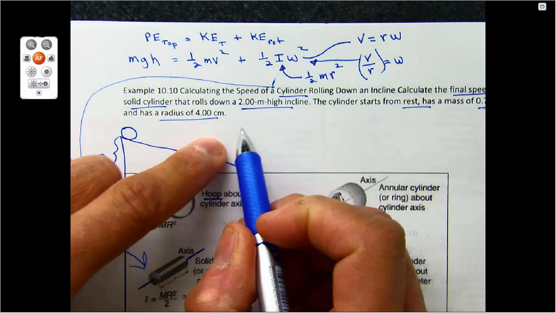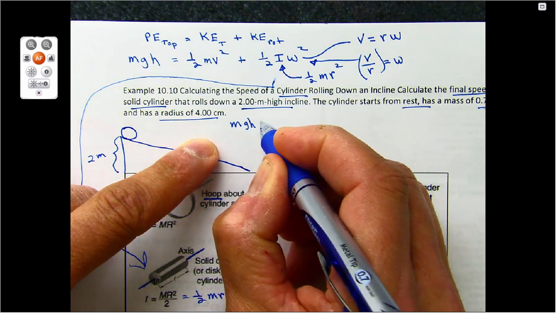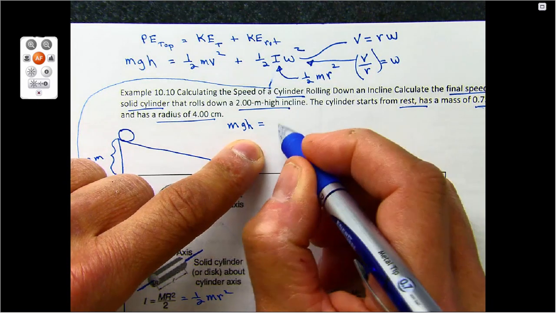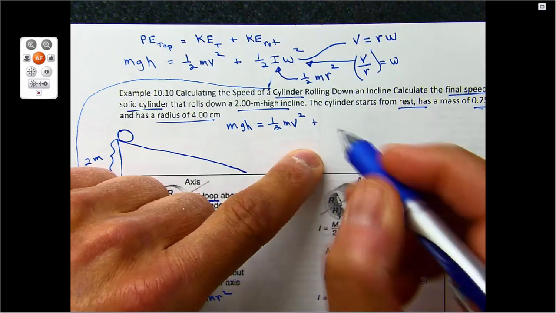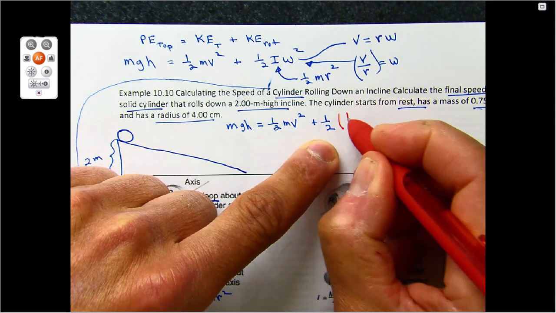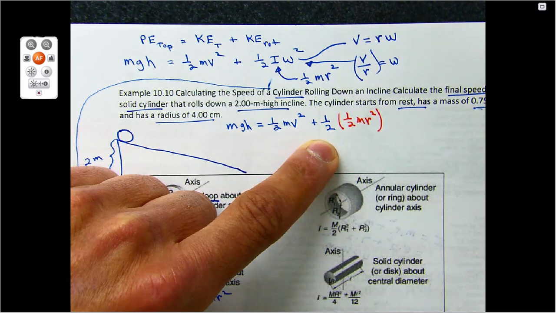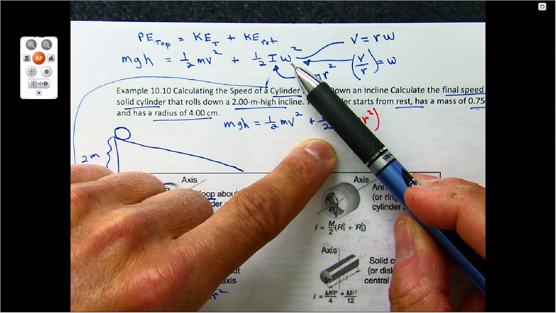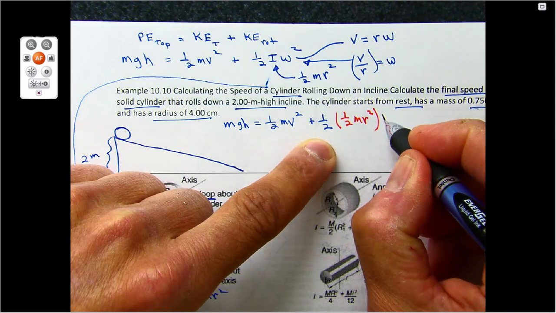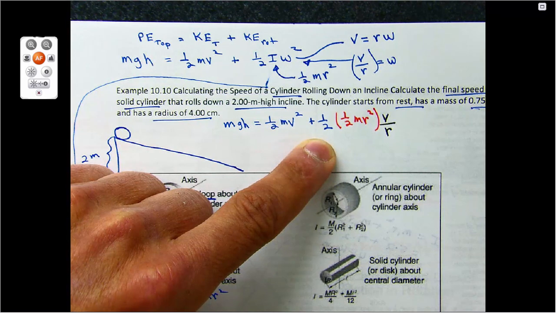So let's take this all down here. We have MGH equals 1/2 mv squared plus inertia, which is 1/2 mr squared, and my rotational velocity is going to be V over R, but I still got to square that, right? So I can go V squared over R squared.